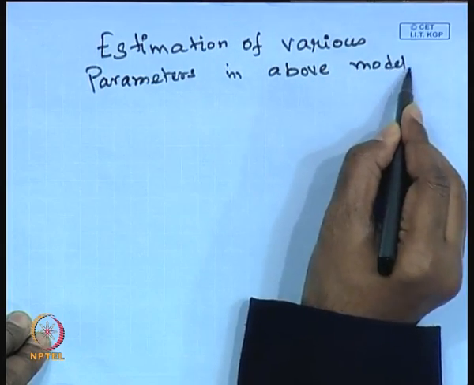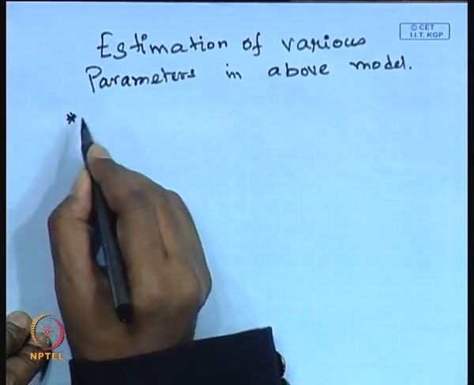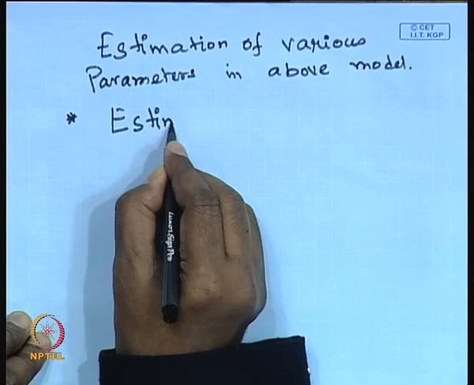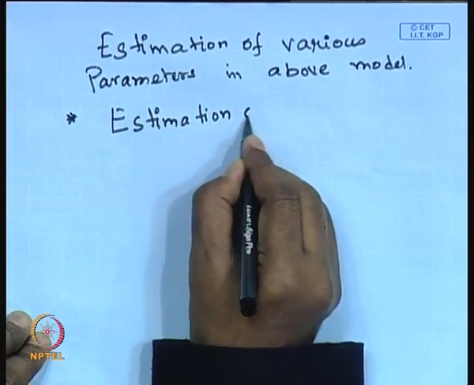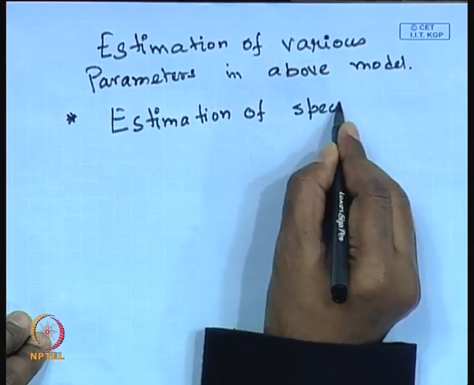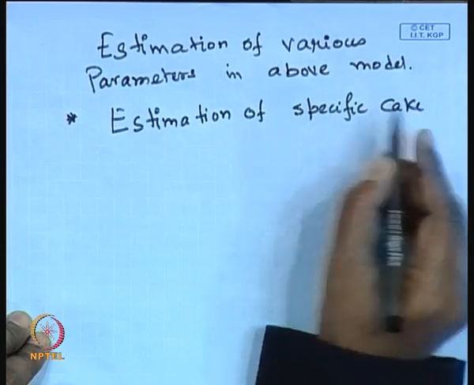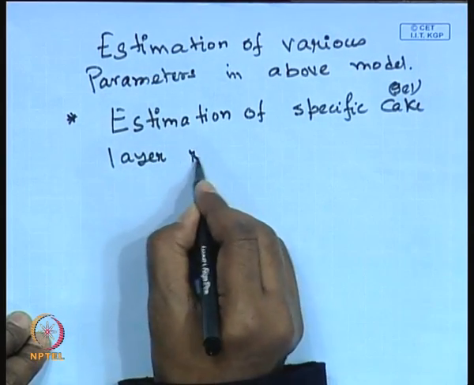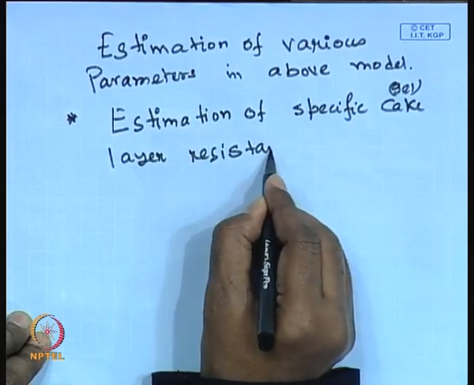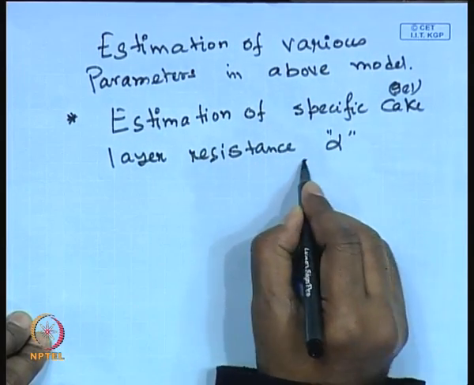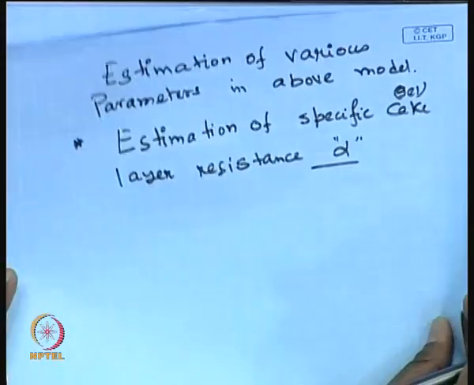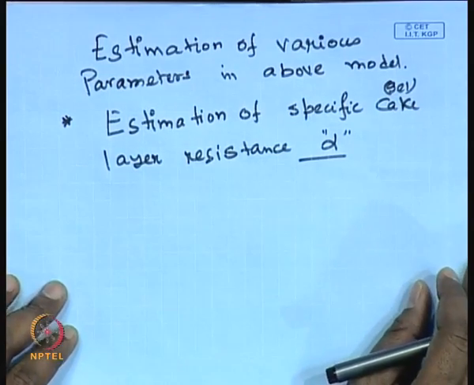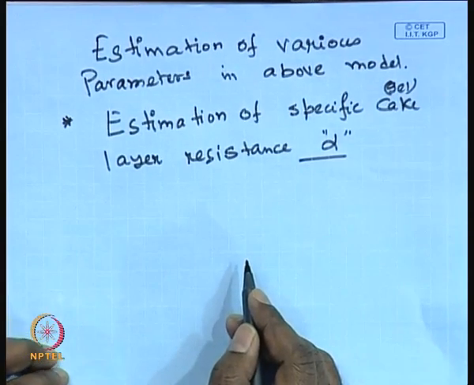Next, we will look at the estimation of parameters. Above model means the model that we have just discussed. First parameter is estimation of specific cake layer resistance alpha. Cake or gel. Okay. How to estimate the specific cake layer resistance alpha? If you remember, alpha is basically appearing when you are expressing the Rg, or the gel layer resistance, in terms of length.